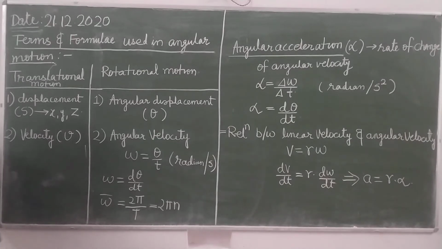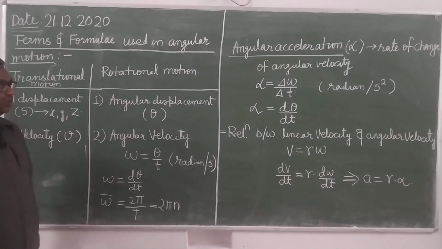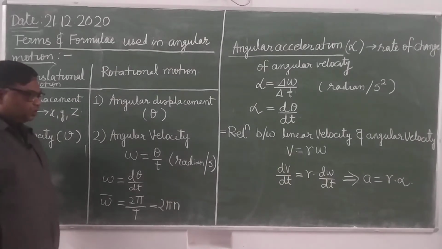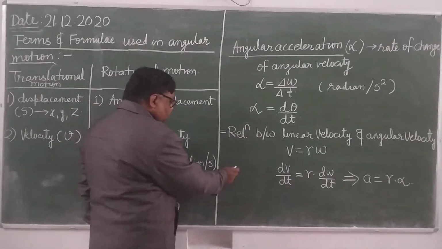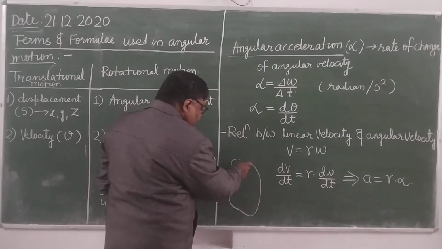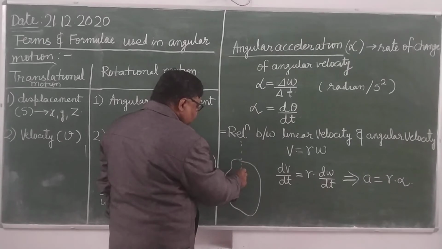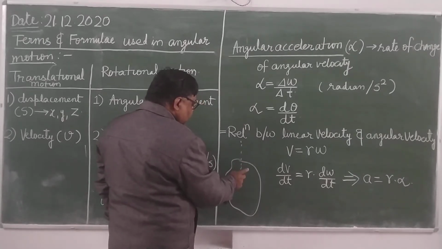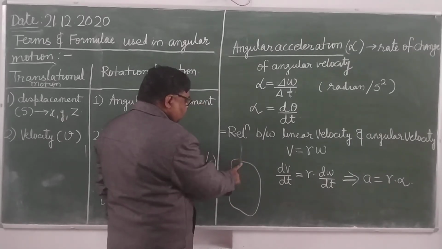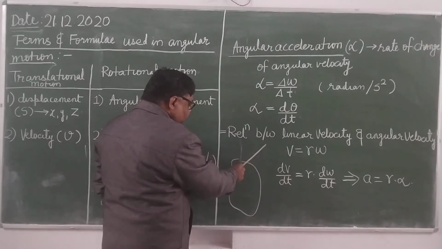But see here once again: in translational motion there is a term displacement. In rotational motion the term is angular displacement, theta. Suppose this is a body which is rotating about this axis, or you can say this is the axis of rotation.